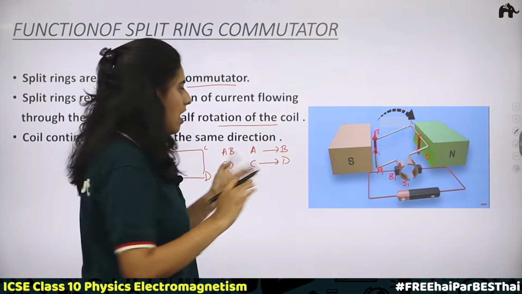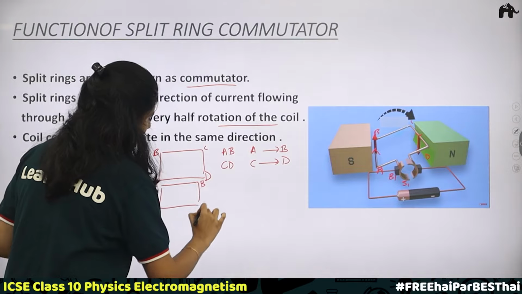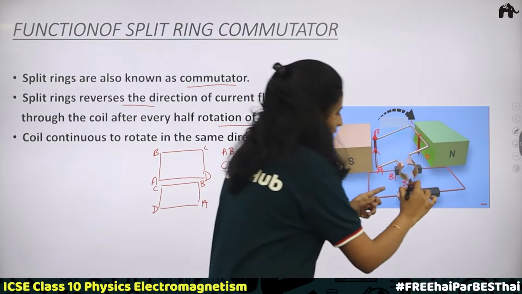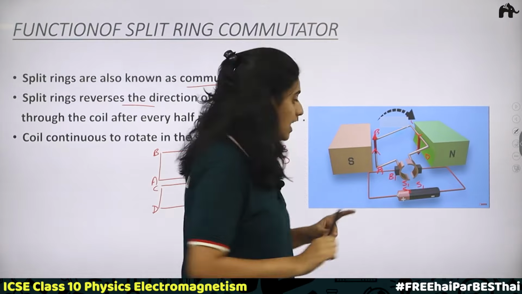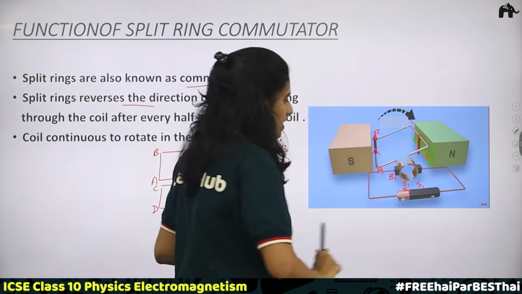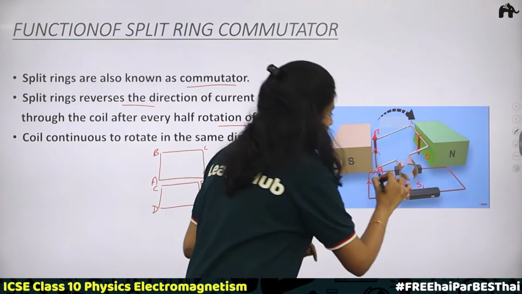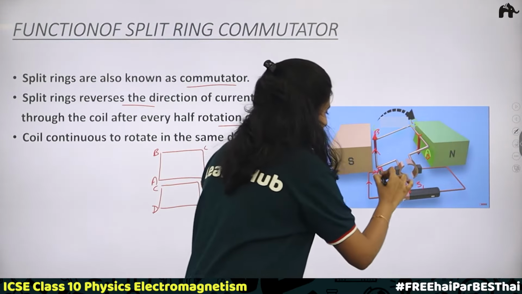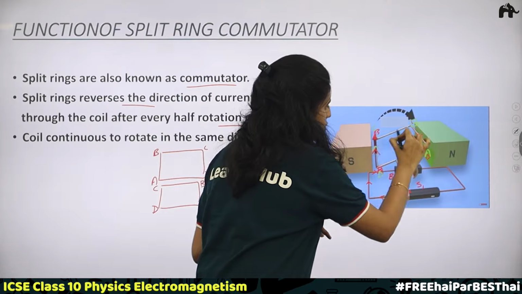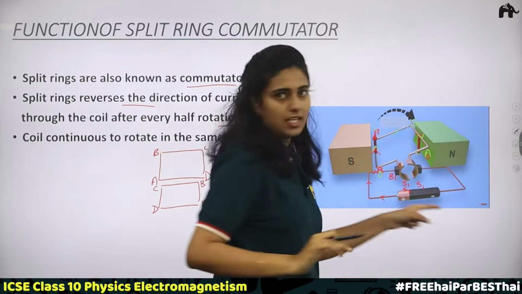After half rotation, what happens? This coil will become DCBA, and S1 and S2 will get changed. Here you will be having S2 and here you will be having S1. Now what is happening? We have said that the current is getting reversed. How does the current get reversed? Current is again flowing in the same way, but now we are having DCBA, which means the current is flowing from D to C, C to B, B to A and A to the negative terminal of the battery.